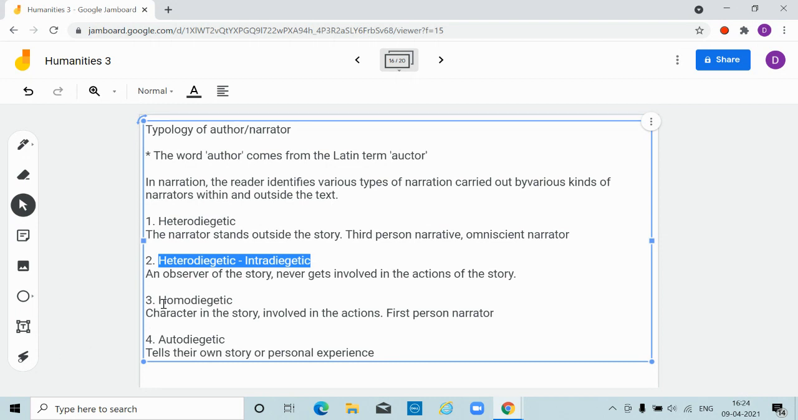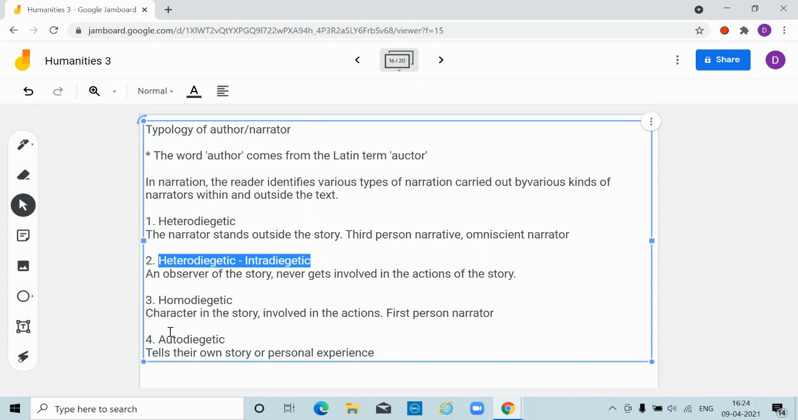Now, the third category, homodiegetic narration. Homodiegetic is a first person narrator. In this particular narration, the narrator is the character in the story and is very much involved in the actions. It's first person narration. This narrator is involved in all the major actions taking place in the story.